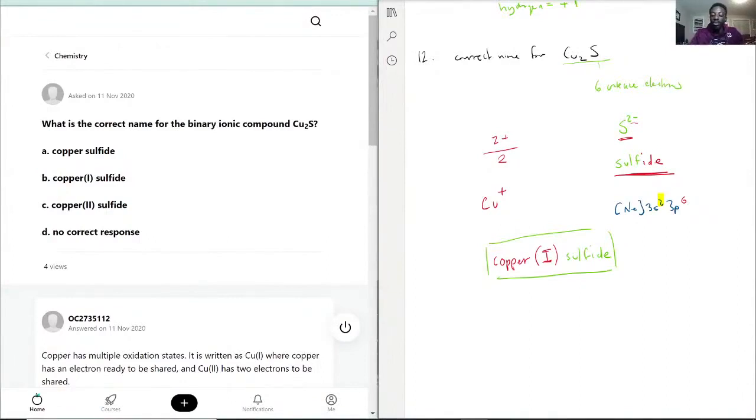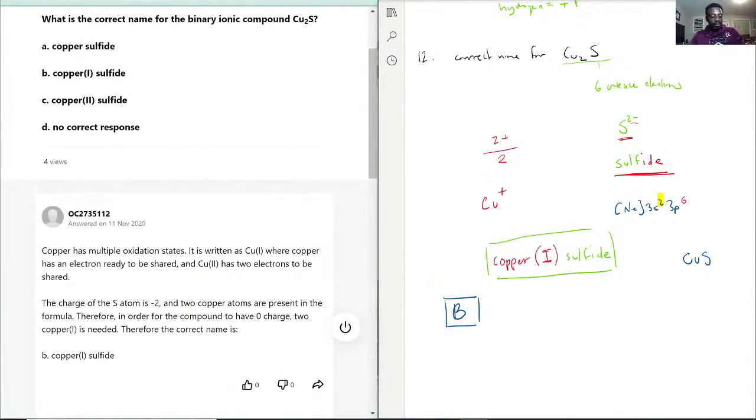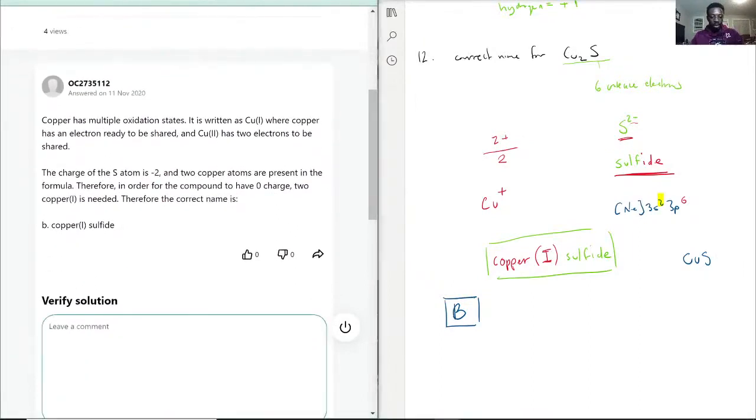C, copper 2 sulfide. If you probably guessed it, if it was 2 electrons being given away, you actually end up with just CuS, because now the +2 and the -2 cancel each other out. So this is what copper 2 sulfide looks like. And D, there is a correct response, so that's not it. So the answer is still going to be B. With that being said, let's see how we did. Yep, copper 1 sulfide, and we were able to show how we got there.